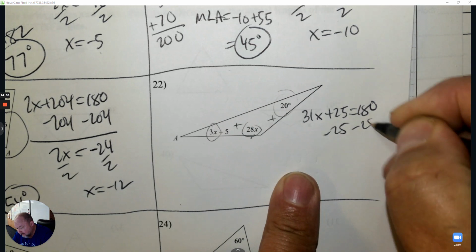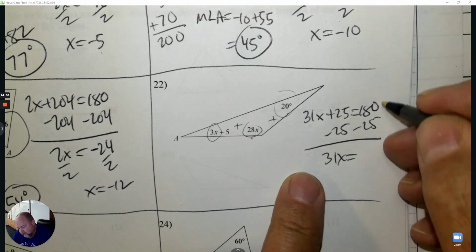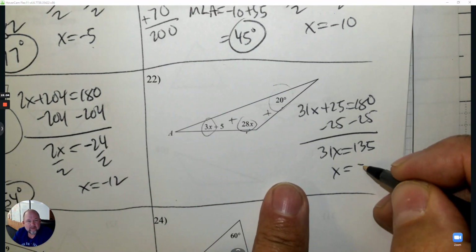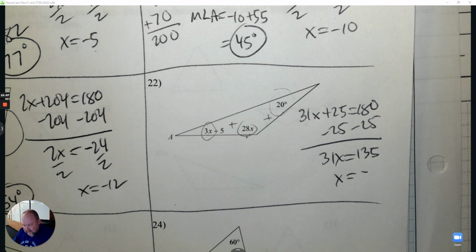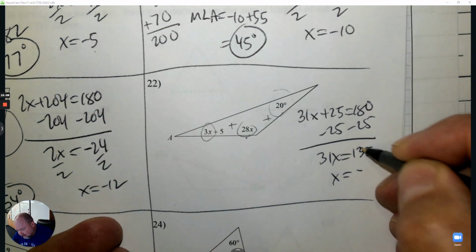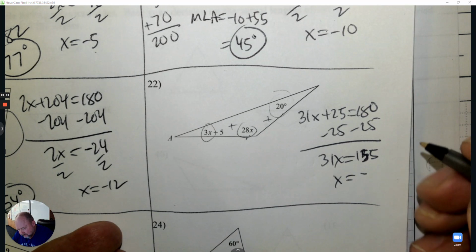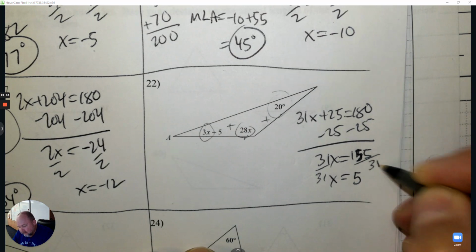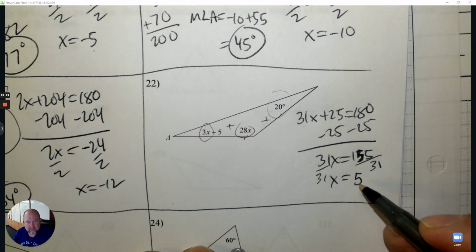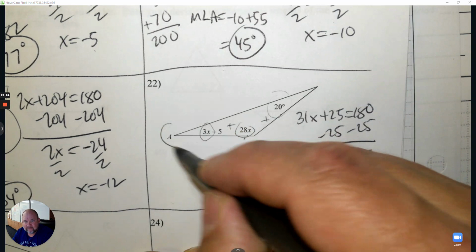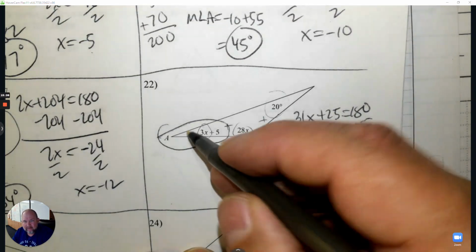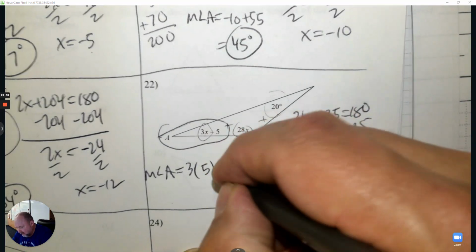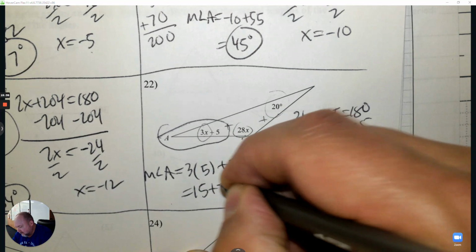So I add up like terms. So 28x plus 3x is 31x, 20 plus 5 is 25, equal 180. Subtract 25. And then divide. Did I subtract correctly? I don't think I subtracted correctly. It's 155. And that's 5. So when you divide by 31, you can use a calculator. But the answer is 5. So it's 5. Find angle A. And then plug in 5 for x. So the measure of angle A is 3 times 5 plus 5. So it's 15 plus 5, and that's 20.